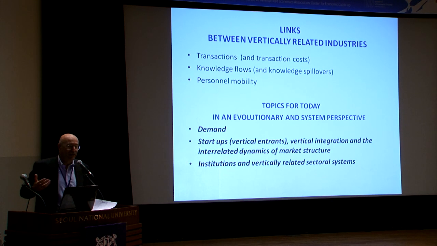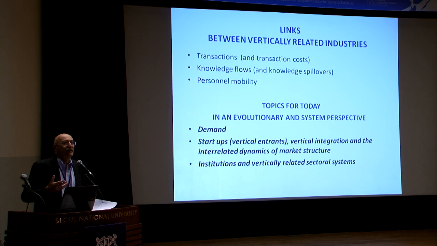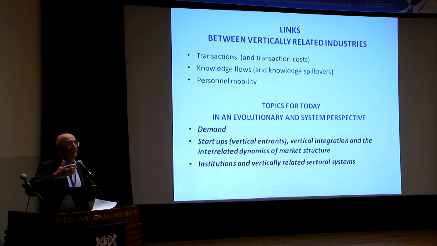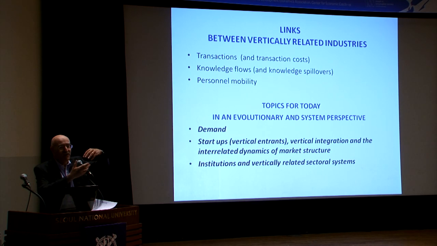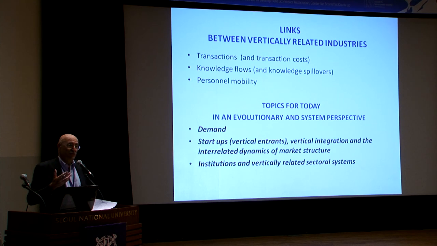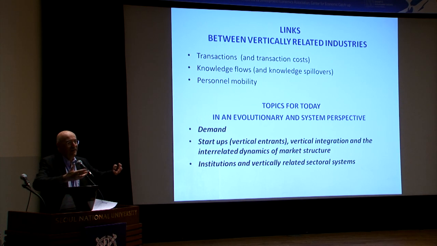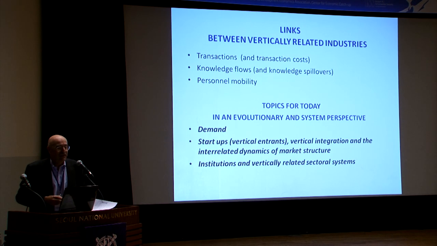Let me just say, okay, this is a topic that has not been new, in a sense. Transaction cost economics discussed the relationship among vertically related industries: the level of transaction costs affects specialization or vertical integration, therefore, in one way or the other, industries could be related. There is an enormous body of work on knowledge flows, knowledge spillovers, call it what you want, through patent citations and so on. They discuss how knowledge spills over and flows among industries, some of which are vertically related. And there is another great literature on personnel mobility across industries. Again, personnel mobility brings embodied knowledge from one industry to the other, so it is very important in affecting the dynamics of these industries.